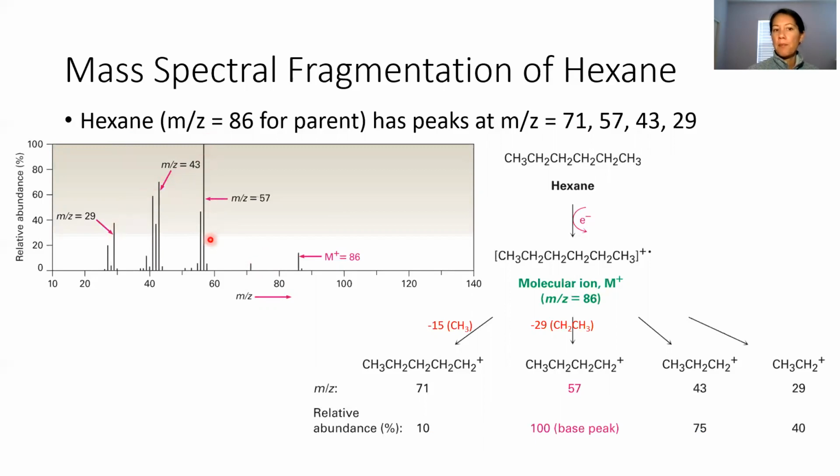So 57, that's the base peak. Most of your fragments that go through the detector are registering as this fragment 57. Let's analyze why we observe this fragmentation.